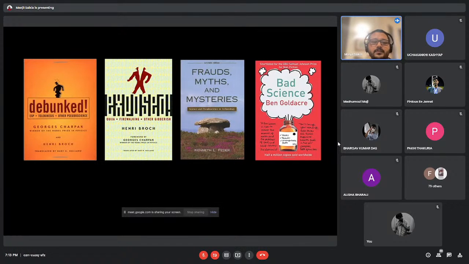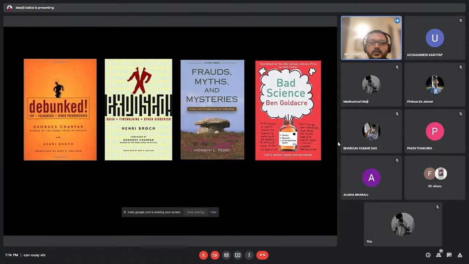The first 2 are called Debunked and Exposed, and these are written by Henri Broch and Georges Charpak. Charpak was a Nobel Prize winning physicist, and it's amazing that this Nobel Prize winner has written a book on pseudoscience. These are very small books, like 150 pages, and they explain some of the tricks, like walking on coal that you have seen Babas do, or people putting a hand in molten lead or something like that. These are all things which can be explained by science. You don't really need some extra superstitious things to explain them. So these 2 books explain them quite well.